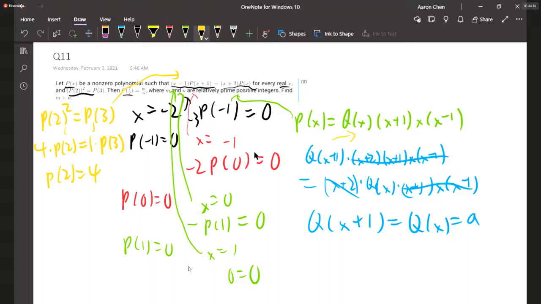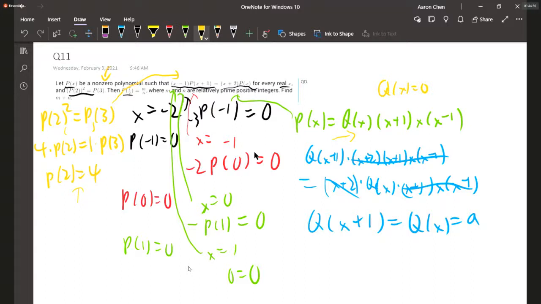And that's because you clearly can't have that this is equal to 0 for p when x equals 2, unless you have that q of x equals 0, but you're given that it's a non-zero polynomial. So p of 2 equals 4.